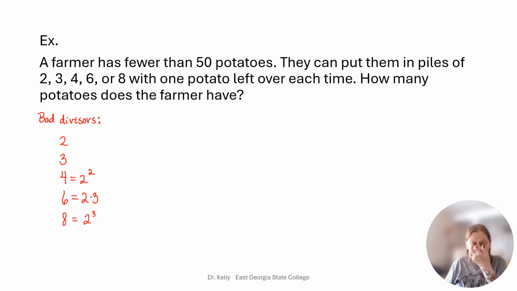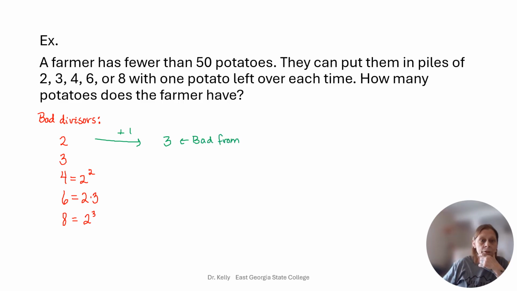So we've already been told that these are bad, but a good strategy is to just add 1 to each of these and see what happens. So I'm just going to add 1. 2 plus 1 gives me 3. Well, this was bad to begin with, bad from the original list. And if we add 1 to 3, that's 4. That is also bad from the original list. But if we add 1 to 4, we get 5.